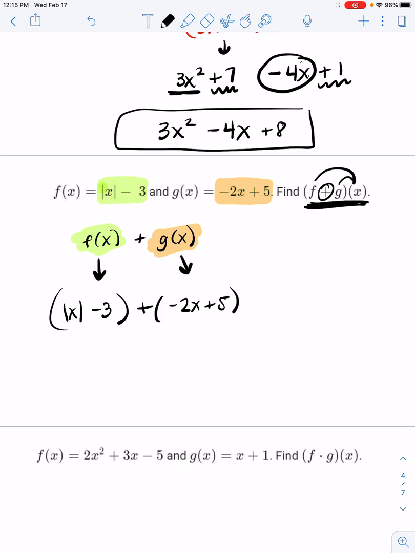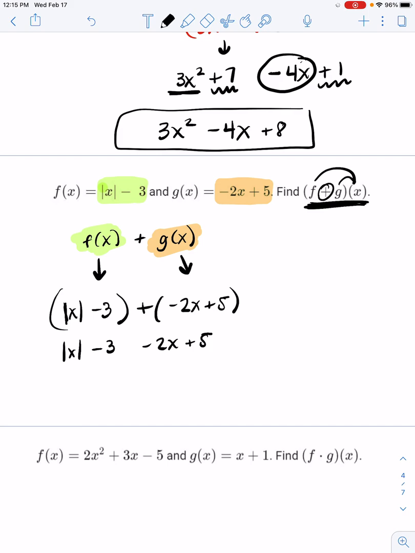Now, when we're adding functions, we really don't have to distribute a positive. That doesn't change anything. So we can just kind of ignore the parentheses. They don't do anything. So I'm going to ignore them, or if you would like to just write it down again, it's plus a negative 2x and then plus 5. So just write it out again.